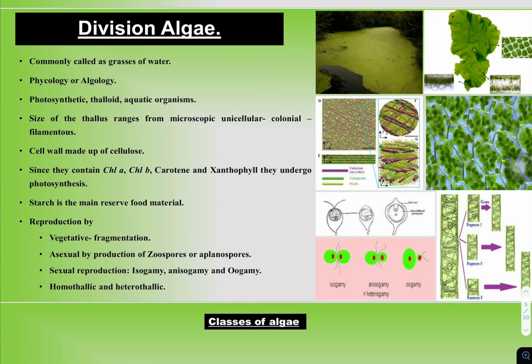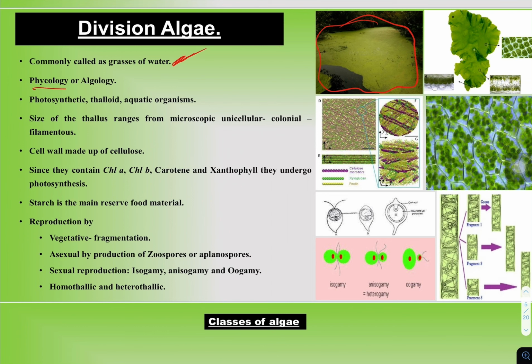Next one is the division algae. The first division, that is algae. Algae, you might have seen, whenever water is stagnant, a number of green mat-like structures float on it. Such structures are called algae. Coming to the features of algae, they are commonly called grass water. Why? Because they live within the water and they give the water a greenish color in appearance. Hence, they are commonly called grass water.